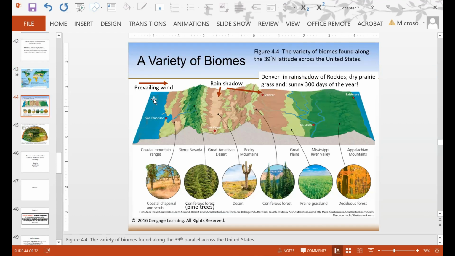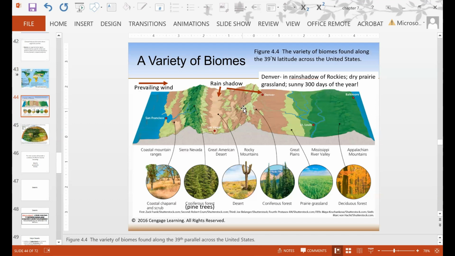This diagram shows you the different biomes that go across the United States at the 39° north latitude. So here we have the prevailing winds, the westerly winds that go from the west to the east. And here is San Francisco, which we talked about earlier. And that is called coastal chaparral and scrub, which is small trees. Then you go up the Sierra Nevada and you get coniferous forest. That means you have pine trees. And then on the leeward side of the Sierra Nevada mountains, you have a rain shadow desert. That's, for example, Las Vegas is included in there. That's your rain shadow desert.